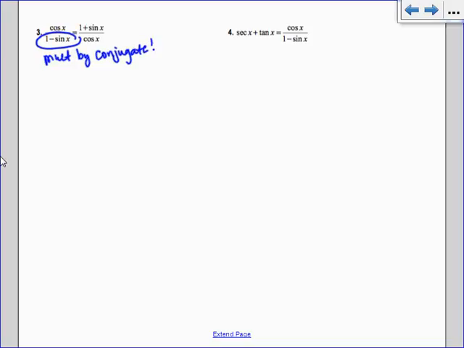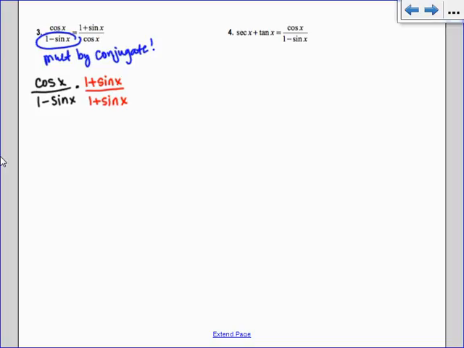So if you see 1 minus sine of x, what we're going to do is multiply the numerator and the denominator by 1 plus sine of x over 1 plus sine of x. Okay, so we're starting with the left-hand side. We're trying to get it to equal the right-hand side.